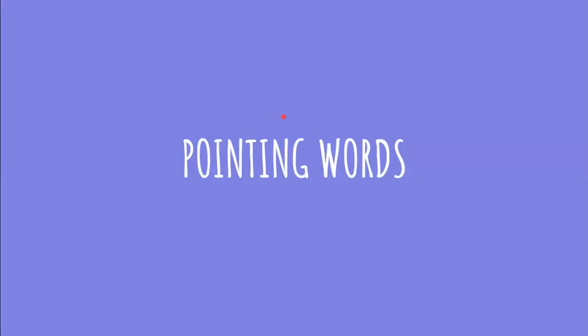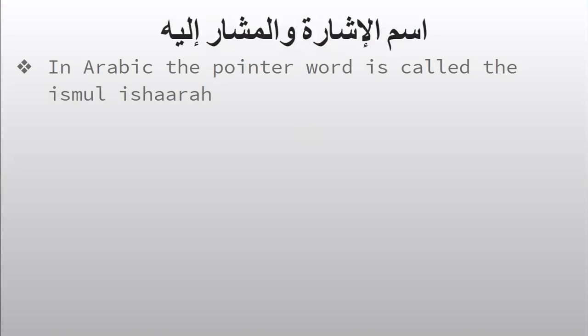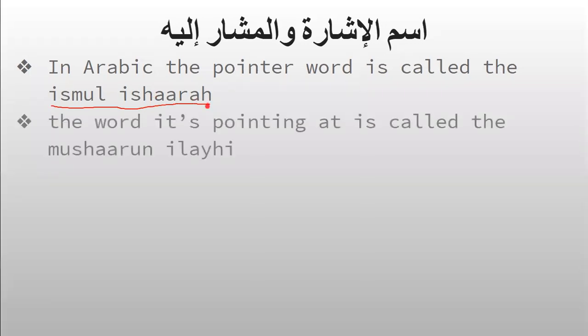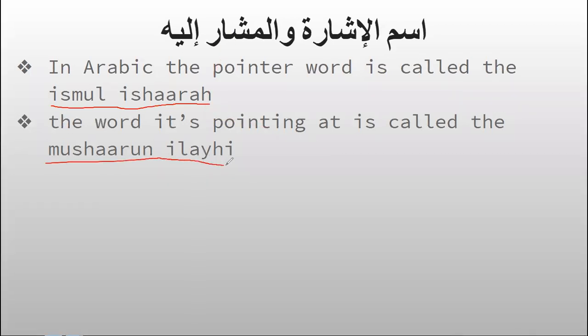In Arabic there are a few words that are used to point at something. Those words in Arabic are called Ismul Ishara. Pointing words are called Ismul Ishara. If you don't remember that, no problem, just say that it's the pointing words, and the thing that is being pointed at is called Musharun Ilay. So Ismul Ishara is the pointer and Musharun Ilay is the thing that is being pointed at.